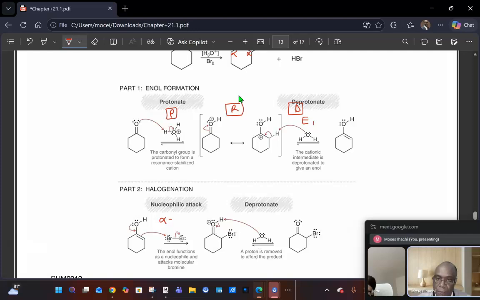So this is an alpha substitution. Okay, so you can even call this an SN2, whichever way you want to call it. But you're starting from the enol. Open the double bond. You're putting that bromine on the alpha carbon. I think we described this mechanism yesterday. Then you deprotonate, then you're going to get your product.